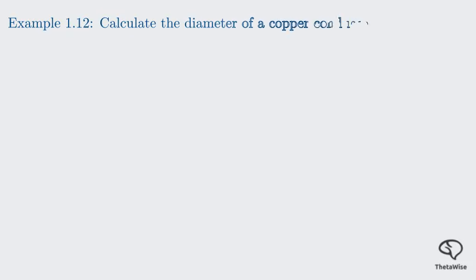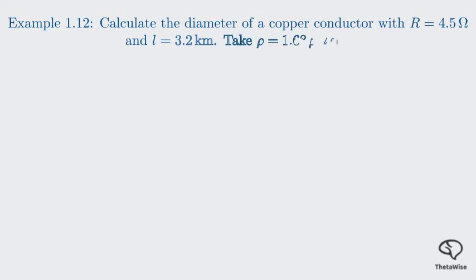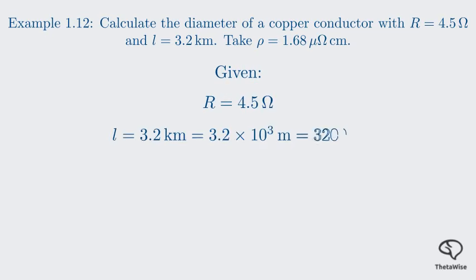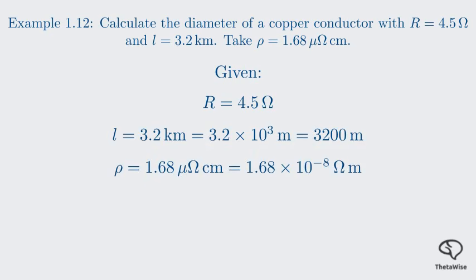Example 112. Calculate the diameter of a copper conductor with a resistance of 4.5 ohms and a length of 3.2 kilometers. We're given the resistivity of copper as 1.68 micro-ohm centimeters. First, let's write down what we're given and convert everything to SI units. Resistance R is 4.5 ohms. Length L is 3.2 kilometers, which is 3,200 meters. Resistivity ρ is 1.68 micro-ohm centimeters, which converts to 1.68 times 10 to the power of minus 8 ohm meters.